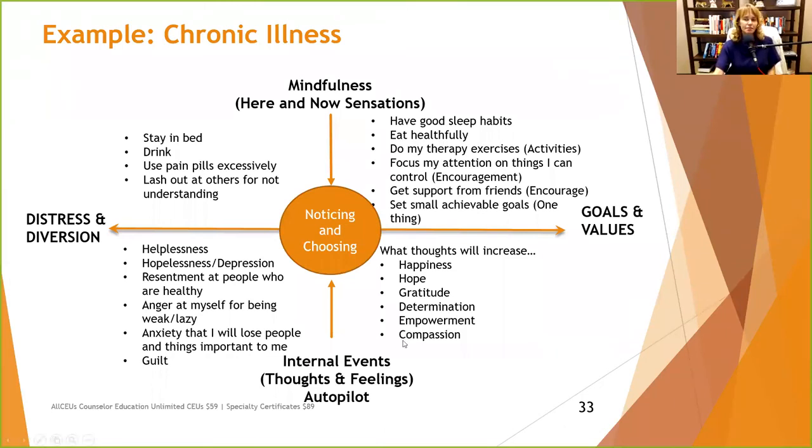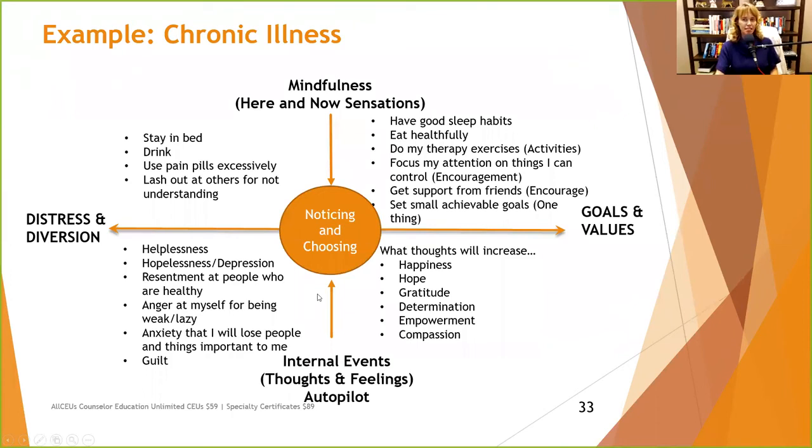When you do those things, you want to look at what feelings and thoughts are increasing when you're doing that. If the person wakes up and they're having a flare-up of whatever the chronic illness is, they may feel helpless, hopeless, depressed, resentment at people who are healthy, angry at themselves for being weak or lazy. We can be really judgmental of ourselves. Anxiety that they'll lose people and things that are important to them because they're not, quote, normal. Guilt over not being able to do the things they think they should be doing. So many therapeutic issues there. Another thing I ask my clients is, when you're having these thoughts, okay, what thoughts can you have?